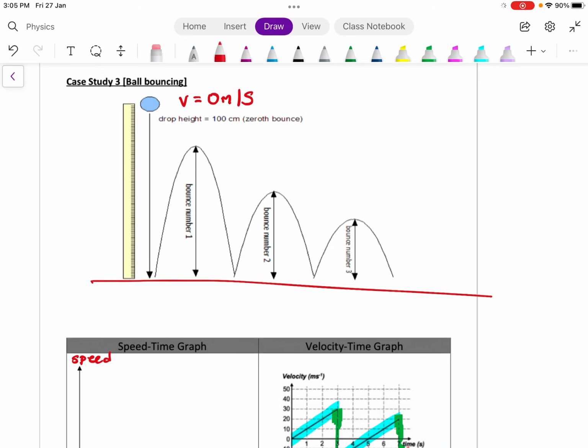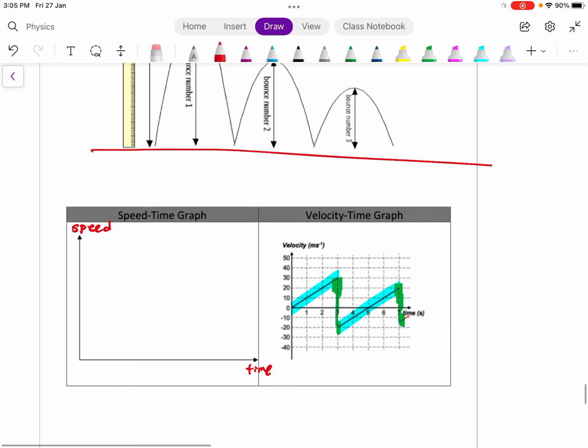Before I talk about the motion, let's take a look at this velocity-time graph of the motion of the bouncing ball. You notice that for the first 3 seconds, the velocity is increasing at a constant rate. This is where I drop, and it takes 3 seconds to reach the ground.